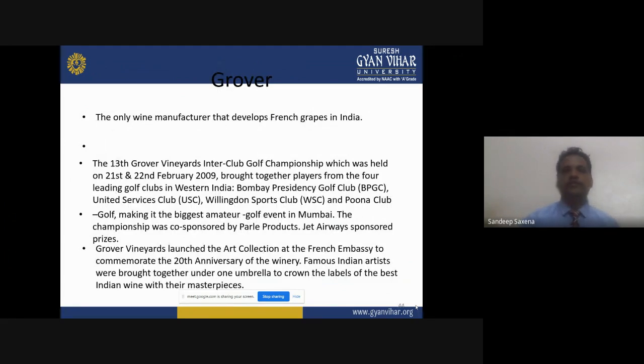The 13th Grover Vineyards Inter Club Golf Championship, which was held on 21st to 22nd February 2009, brought together players from the four leading golf clubs in Western India: the Bombay Presidency Golf Club, United Service Club, the Willingdon Sports Club and Pune Club, making it the biggest amateur golf event in Mumbai. The championship was co-sponsored by the Parallel Products. Jet Airways sponsored prizes. Grover Vineyards launched the art collection at the French Embassy to commemorate the 20th anniversary of the winery.